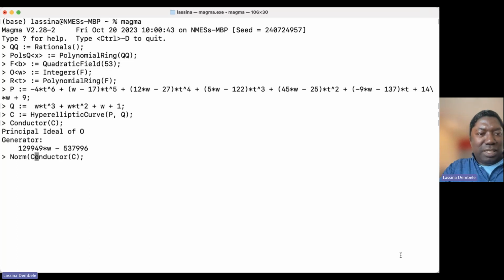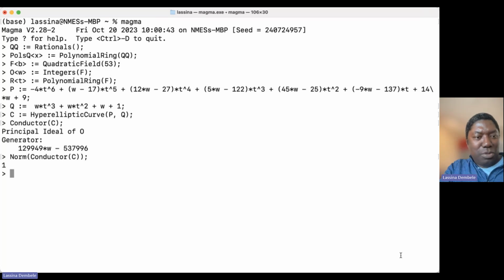What is most interesting is if you take the norm of this ideal. You see that it's 1. So it's an integral ideal of norm 1. It means that the conductor of this hyperelliptic curve is trivial, meaning that it's a hyperelliptic curve with everywhere good reduction. And you can actually see this differently.